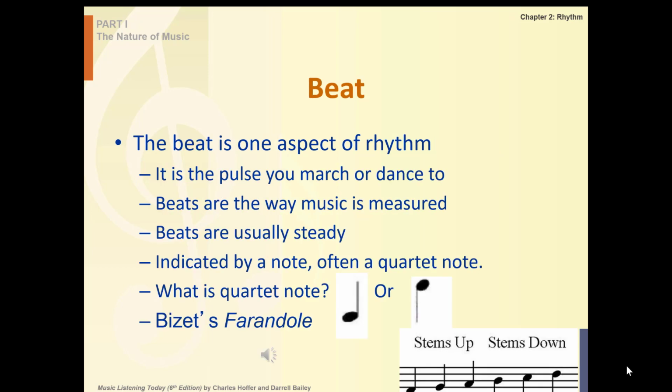The beat is one aspect of rhythm, as I said. It is the steady pulse you can march or dance to. Beats are the way music is measured. Can we listen to Bizet's Farandole?